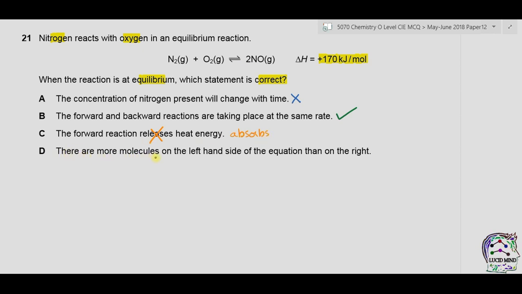Option D. There are more molecules on the left hand side of the equation than on the right. Now the number of molecules can be found out by finding the number of moles. Greater number of moles means greater number of molecules. Now we have 1 mole of nitrogen, 1 mole of oxygen, so in total we have 2 moles of reactants. We also have 2 moles of products, so therefore the number of molecules on both sides will be equal. Correct answer is therefore B.